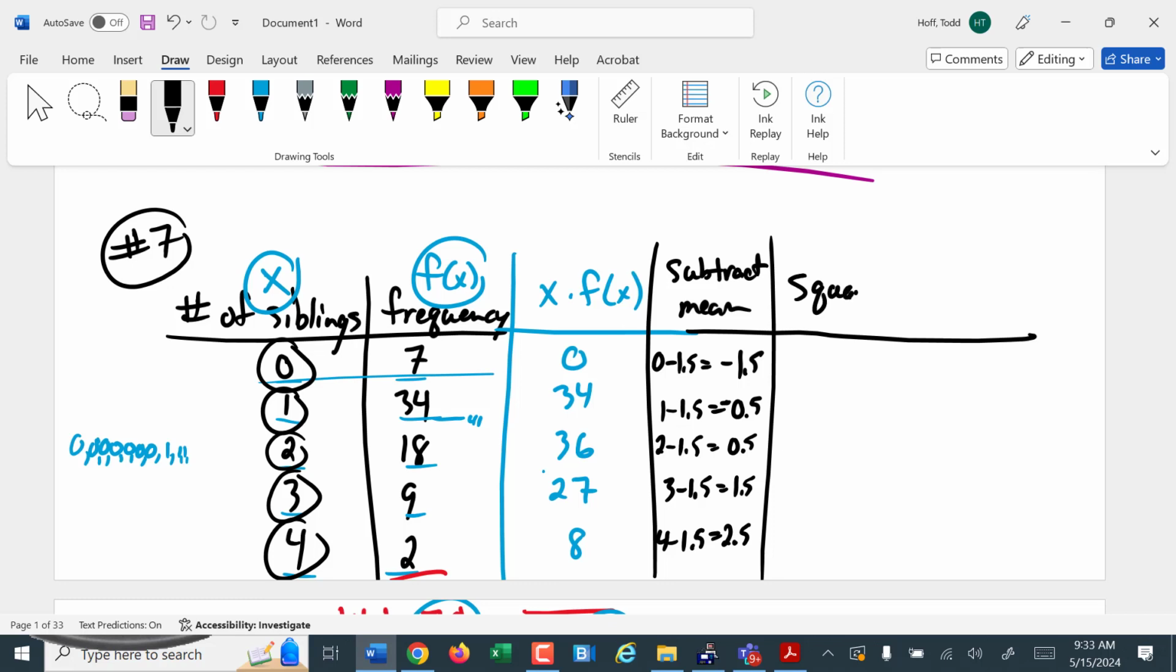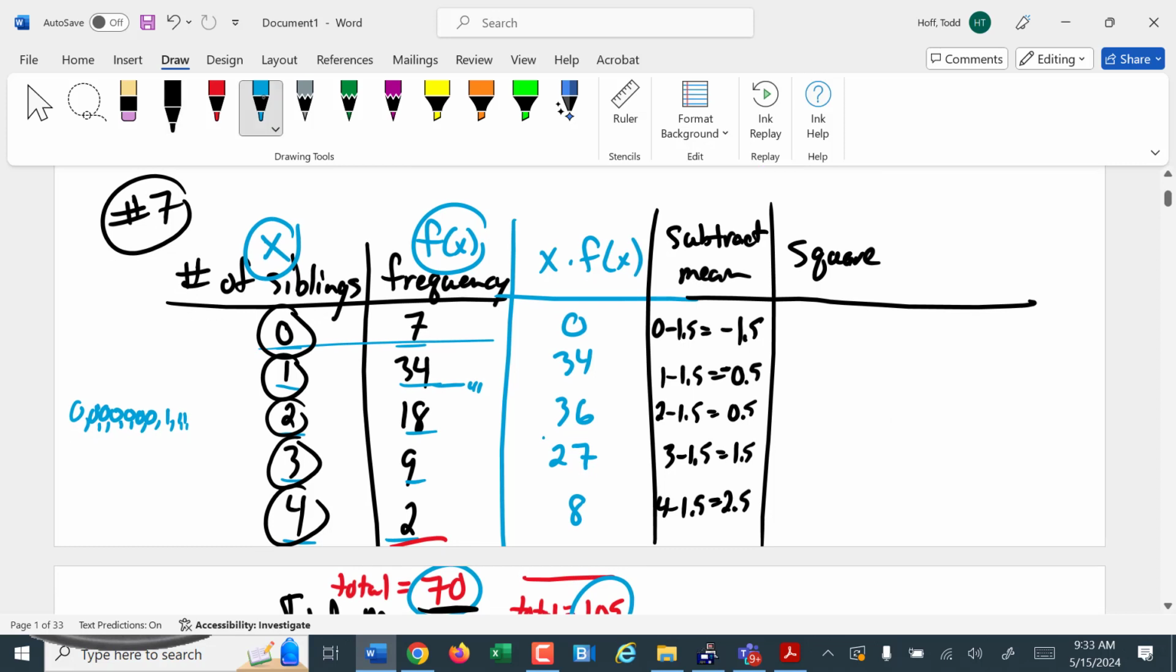And then just like with the regular standard deviation, we're going to square it. Negative 1.5. Now remember, a negative squared has to be positive. So negative 1.5 times negative 1.5 is 2.25. Negative 0.5 squared, or negative 0.5 times negative 0.5, is 0.25. Positive 0.5 squared is also 0.25. Positive 1.5 squared is also 2.25. And 2.5 squared is 6.25.